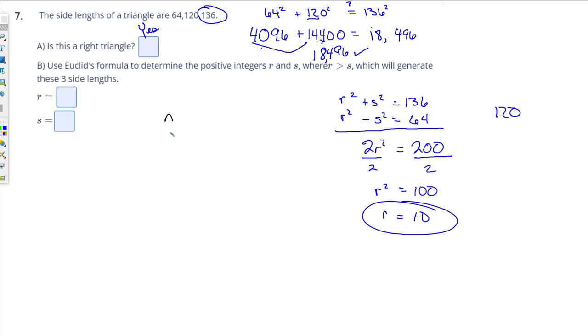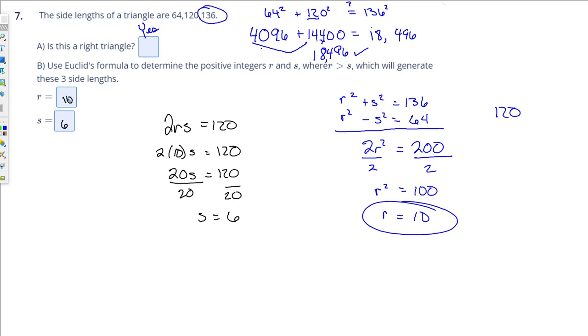Now that we know it, we can find 2rs. That's going to be equal to that 120. I know my r is 10. Therefore, what will my s have to be? So that's 20 times s is equal to 120. So divide both sides by 20. s is equal to 6. So 10 and 6 are my two numbers.